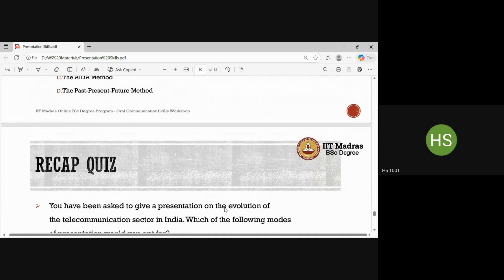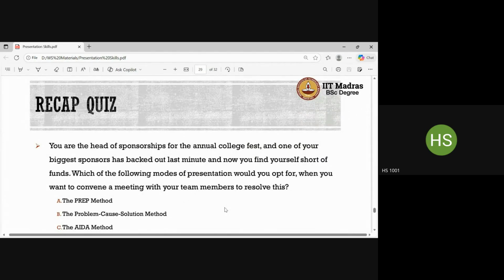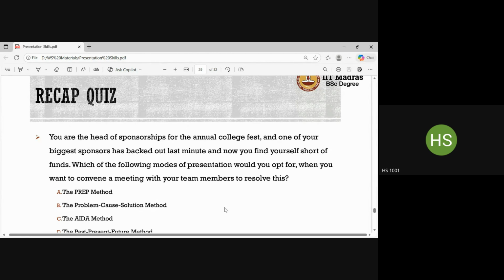Right. I have a subsidiary question here. You are the head of sponsorships for the annual college fest, and one of your biggest sponsors has backed out last minute, and now you find yourself short of funds. However, you have a backup option. There is another prospective investor or sponsor waiting, but you need to persuade them to invest in your annual college fest. If you want to persuade them, what kind of a strategy would you use? The AIDA method: attention, interest, desire, and action, because action is to be prioritized in this case.